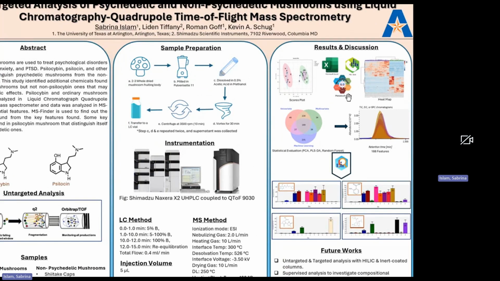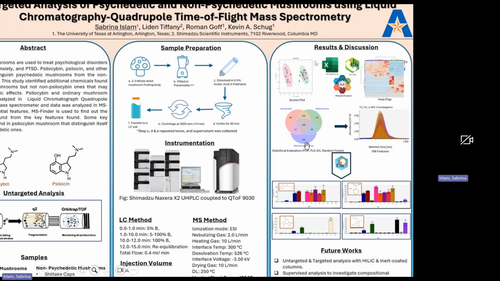Data preprocessing like noise setting, baseline correction, and peak picking was performed using MS-DIAL. Then the data was imported to MetaboAnalyst for visualization. In this score plot, we can see that the components in the psychedelic mushroom and the non-psychedelic mushroom differ a lot from each other. From the heat map, we can also see that the ingredients in psychedelic mushroom and the non-psychedelic mushroom vary a lot.